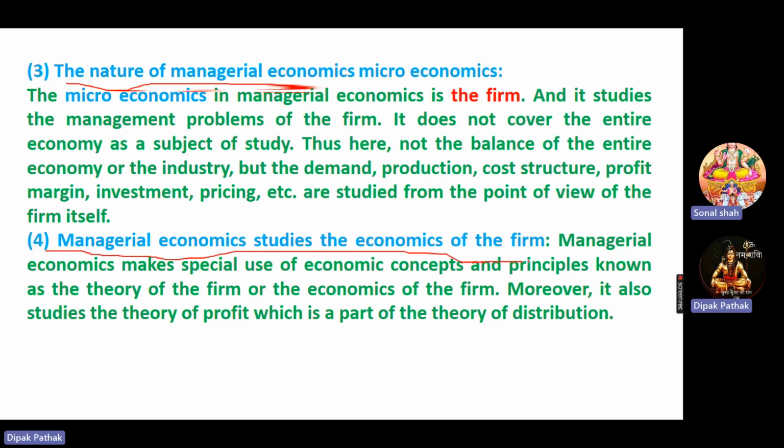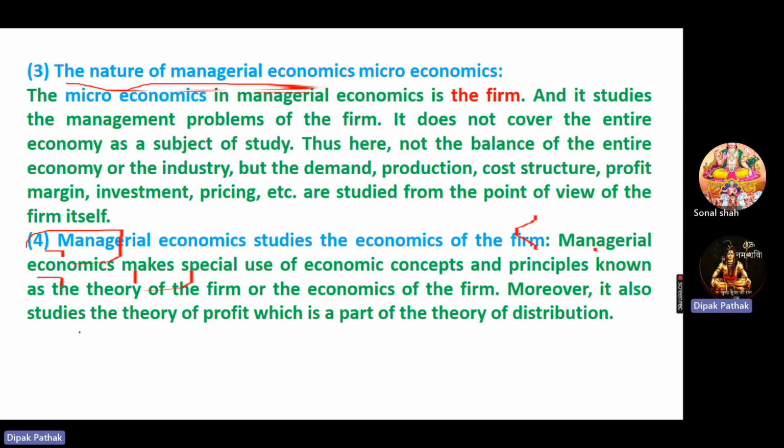The fourth characteristic is that managerial economics studies the economics of the firm. B.C. Haig called managerial economics the economics that studies the entire activity of the firm. Managerial economics makes special use of economic concepts, theory, methods of solutions, tools and techniques, and principles known as the theory of the firm, or the economics of the firm. It is one branch of economics, the economics of the firm.